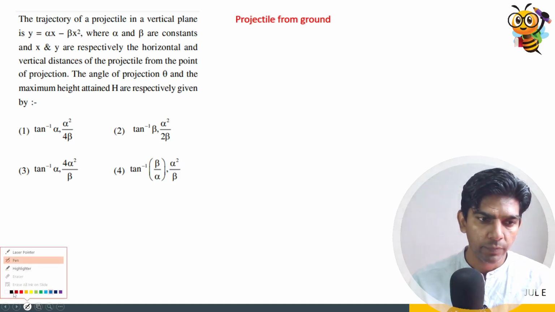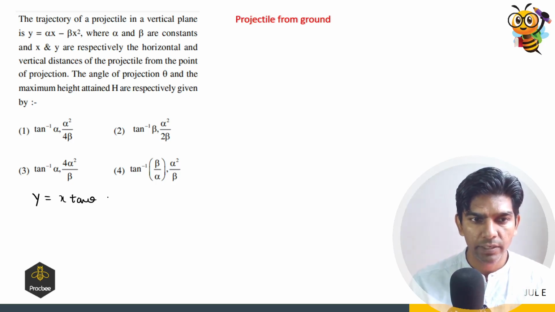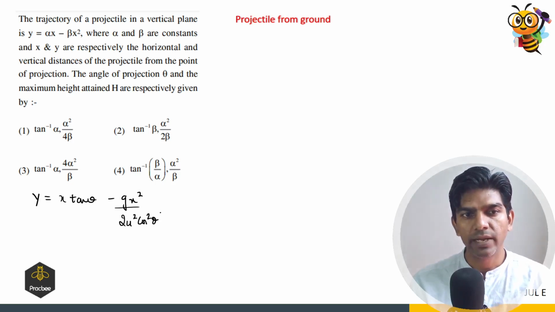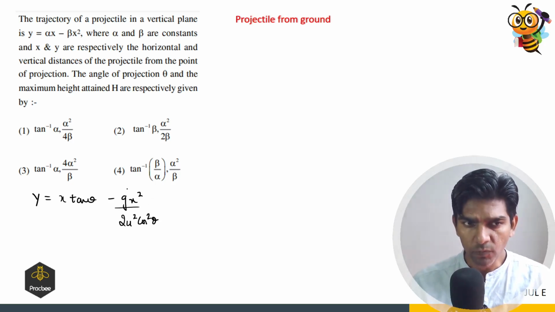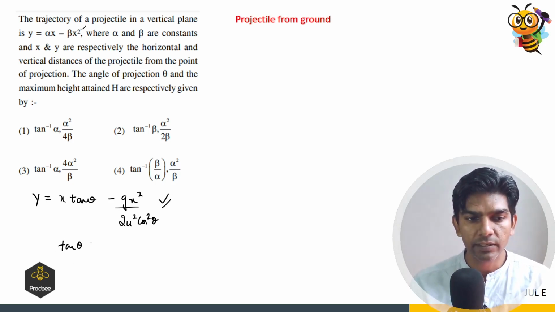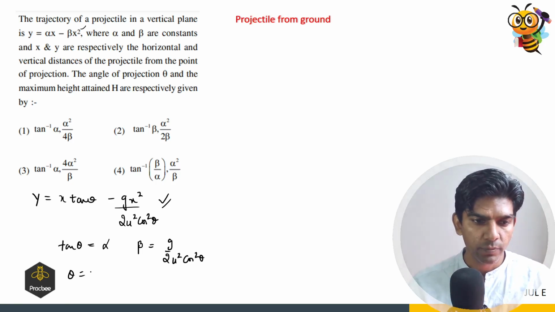So let me rewrite the equation of trajectory. That will be y equals x tan theta minus g x square upon 2u square cos square theta. So that is the general equation of trajectory. Now let us compare this equation with the given equation. We can clearly see that tan theta is nothing but alpha, coefficient of x should be same, and coefficient of x square should also be same. So beta should be equal to g upon 2u square cos square theta. Now theta comes out to be tan inverse alpha.